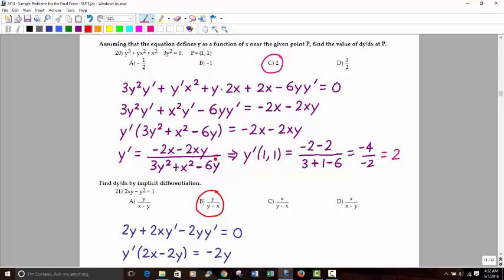So now you have this, and you put 1 in for x, 1 in for y, 1 in there, and you end up with -4 over -2. If you put it in here, you get 2. So that will be the slope of that graph.